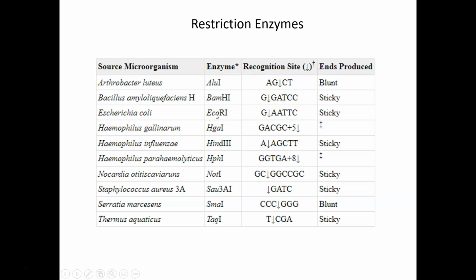We see EcoR1 here, again, the most common. HindIII we've talked about already. BamH1 is another very common one. Taq. So this is Taq's restriction enzyme, not its polymerase. We can get a restriction enzyme from Taq.